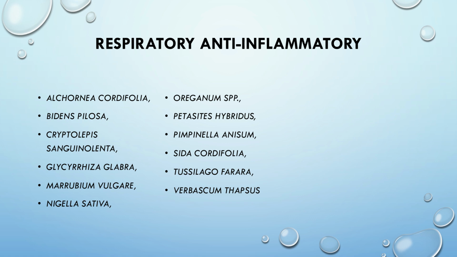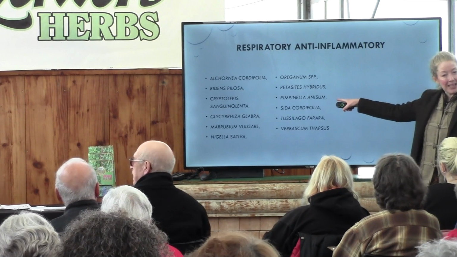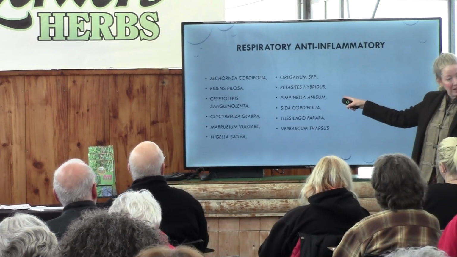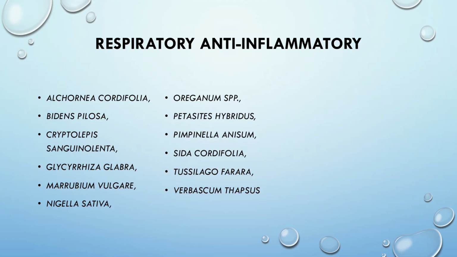Respiratory system, where's Sambucus? It's not there. Oregano is a great antimicrobial for the respiratory system. Pimpinella we use a lot, anise seed, for flavoring and also to help with respiratory distress, especially in children. Verbascum is mullein. Do you ever use mullein? Mullein leaf is really demulcent and soothing for the respiratory tract. So that's one that I would highlight.